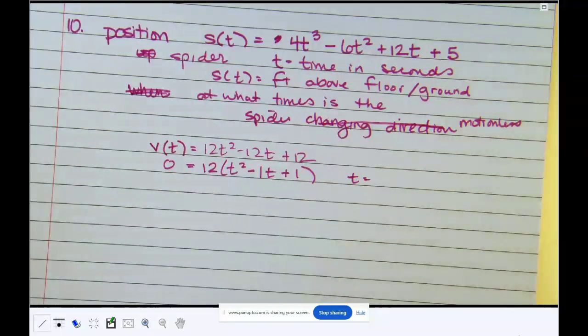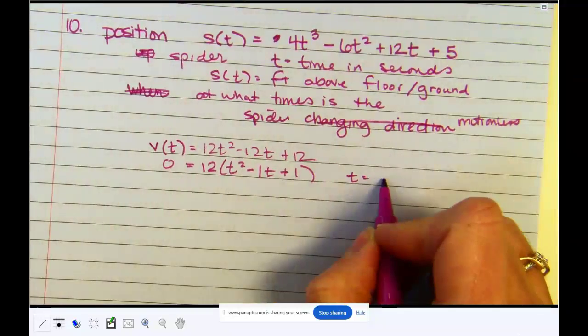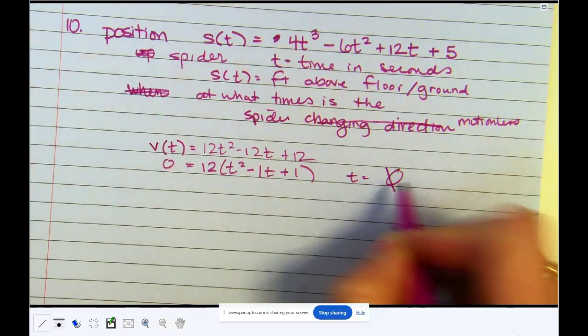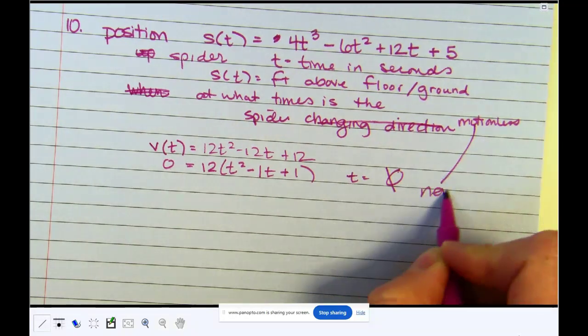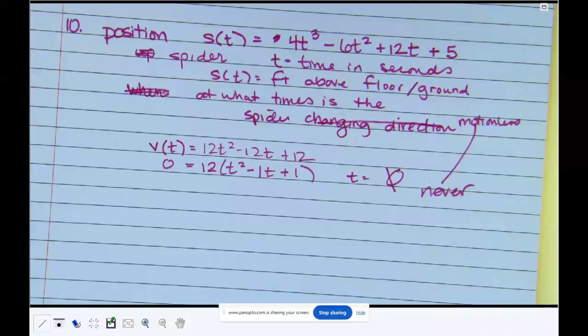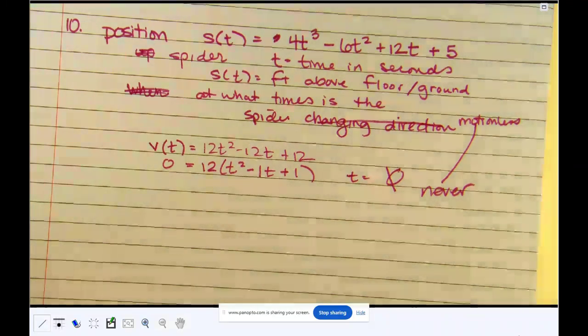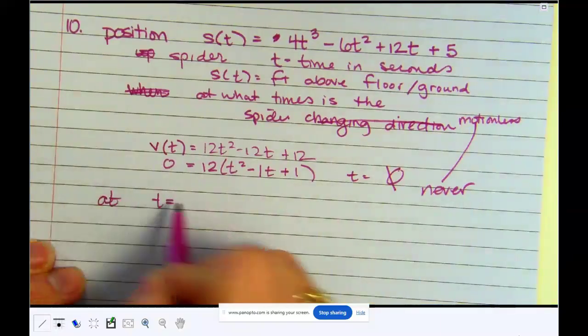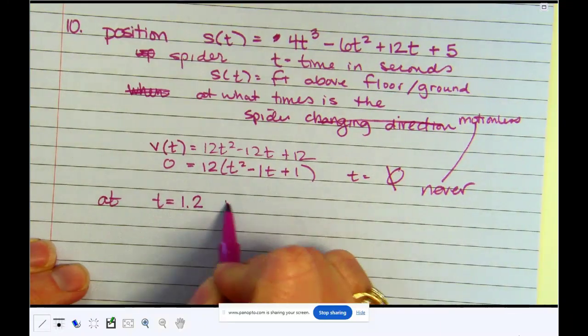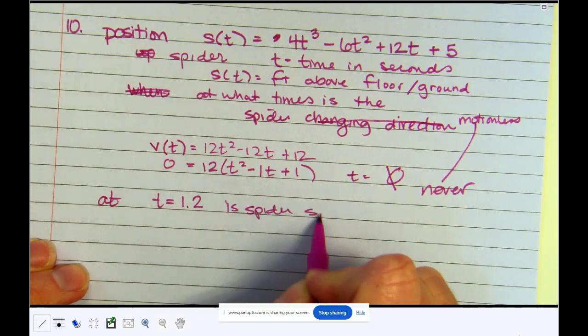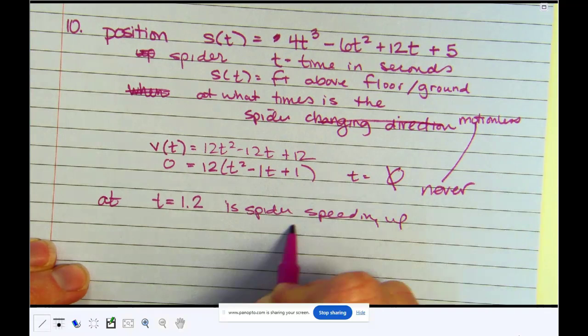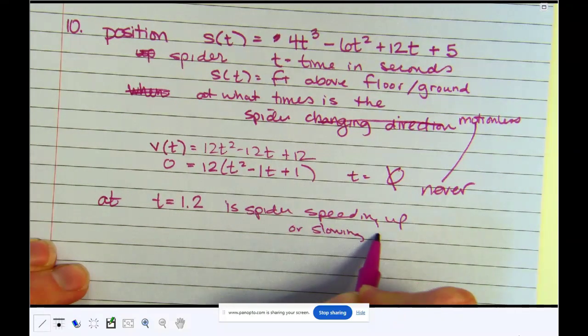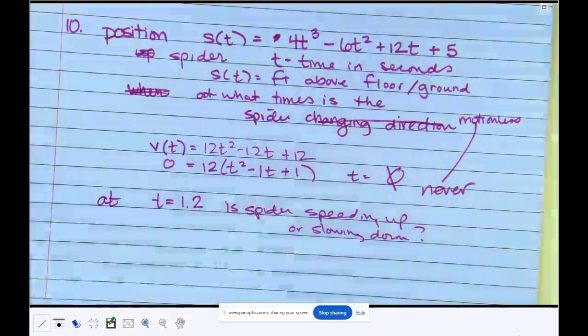Okay, so correct. It does not equal anything. So then the spider is never motionless. Okay, so we just have a quadratic formula where the velocity doesn't equal 0. That's okay. That was a fail on my part. Okay, so at time t equals 1.2, is the spider speeding up or slowing down? Speeding up or slowing down at 1.2?